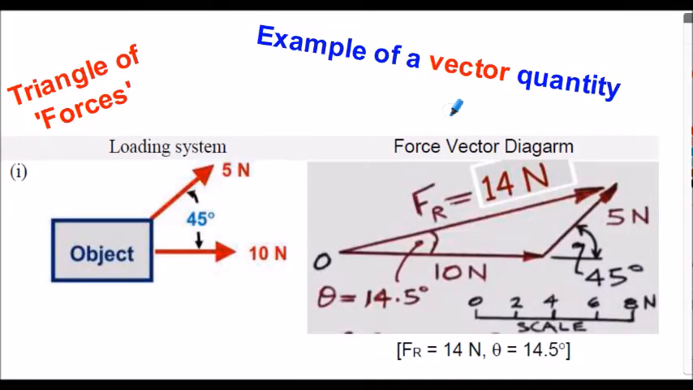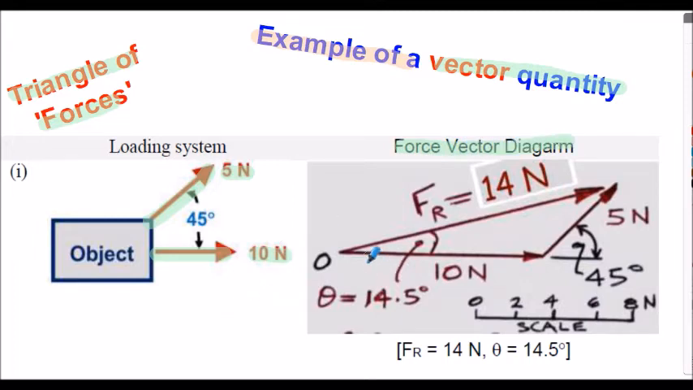Just a few slides now to show you typical examples of a vector quantity. So forces, we mentioned, are vector properties. In engineering we sometimes construct a triangle of forces. In this case we have two forces applied to an object. We have a horizontal force shown here of 10 newtons and a force at 45 degrees to the horizontal shown as 5 newtons, and we can draw a force vector diagram to find the resultant force.